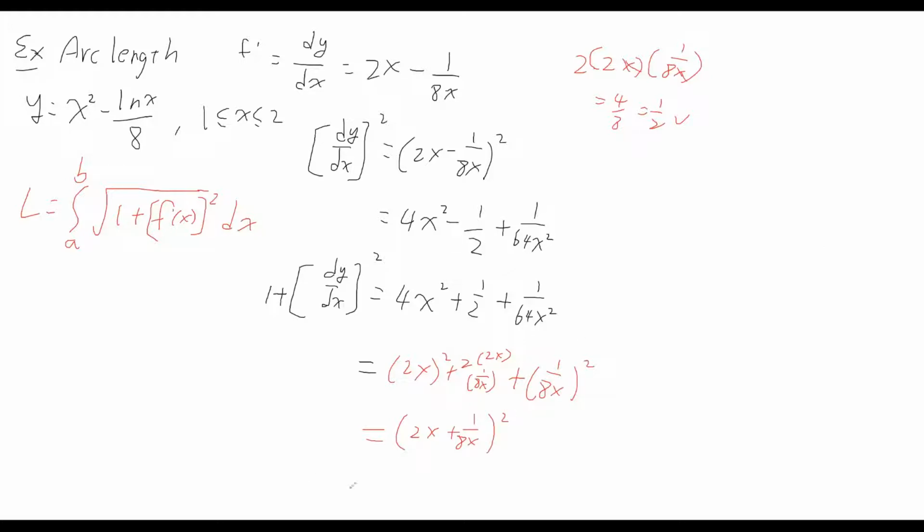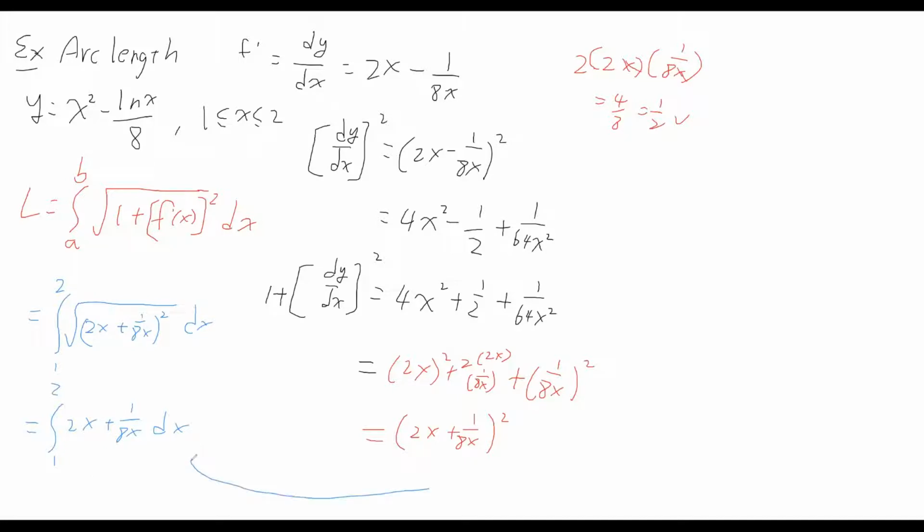Because we want to put this thing inside a square root, right? And let's see what we have. Okay, so put it back in there. Pick a different color. Starting from 1 to 2, the square root of 2x plus 1 over 8x quantity squared dx, right? And that's just the integral from 1 to 2 of 2x plus 1 over 8x dx.